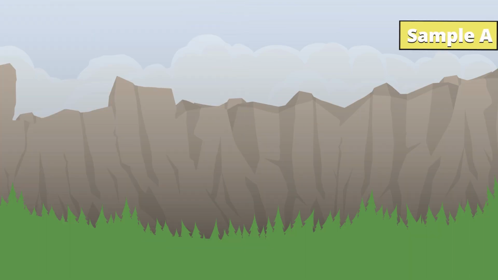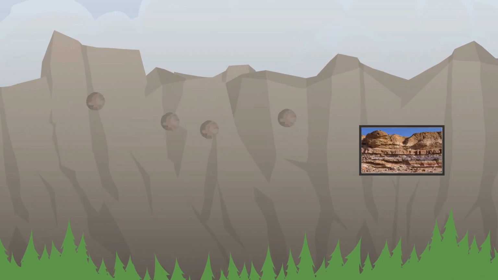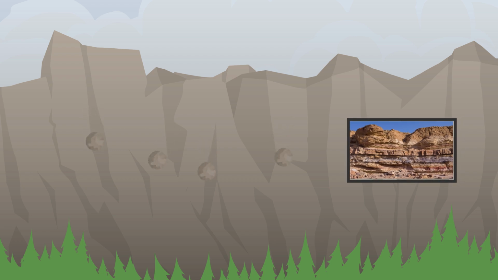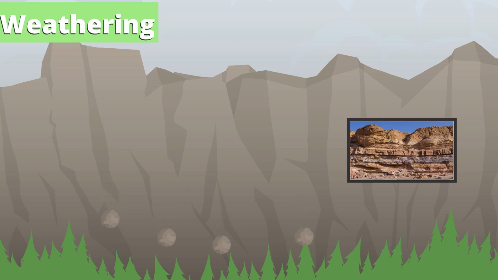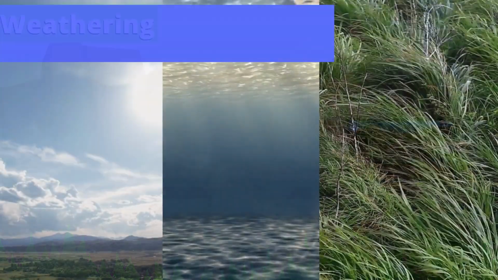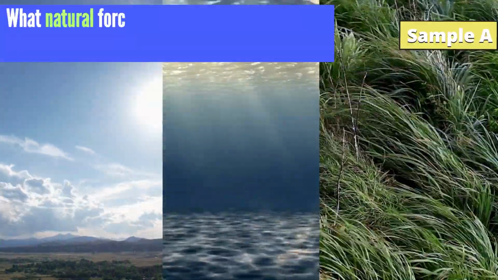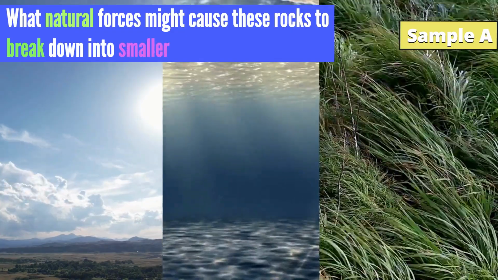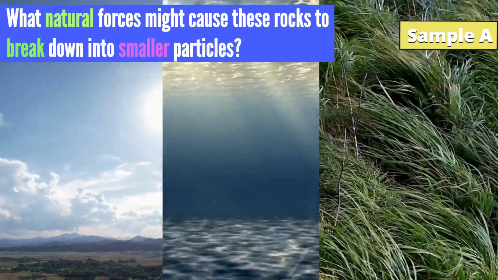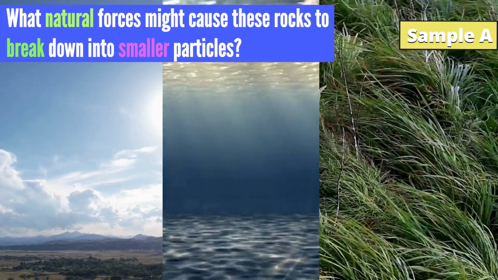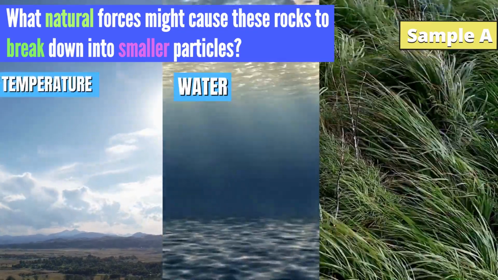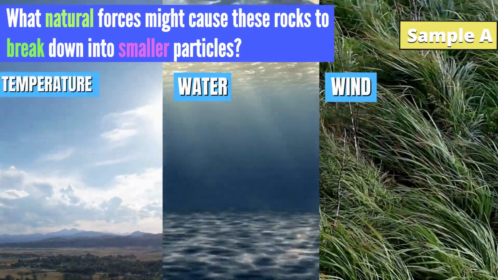Sample A, large jagged pieces of rock with sharp edges, recently broken off from a mountain. The surface shows signs of weathering with cracks and crumbling edges. Guiding question: what natural forces might cause these rocks to break down into smaller particles? Think about how different environmental factors such as temperature changes, water, and wind contribute to this process.